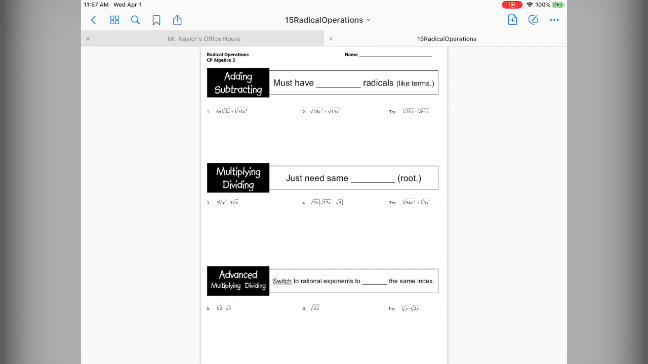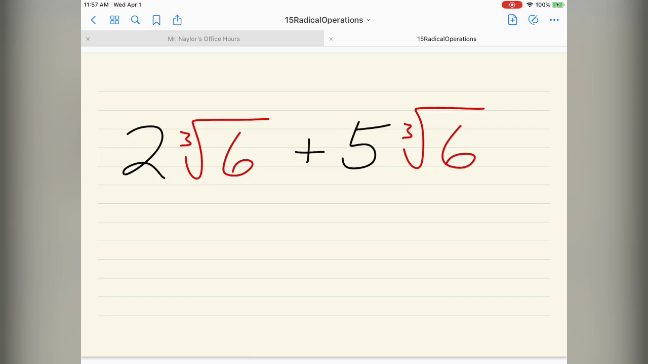Now, an operation is, as you can see here, adding, subtracting, multiplying, dividing. We actually haven't done quite that skill yet, although, as we've said many times, everything starts to blend together and sometimes overlaps. Let's step back a second. I wonder if you already might know how to add some radicals.